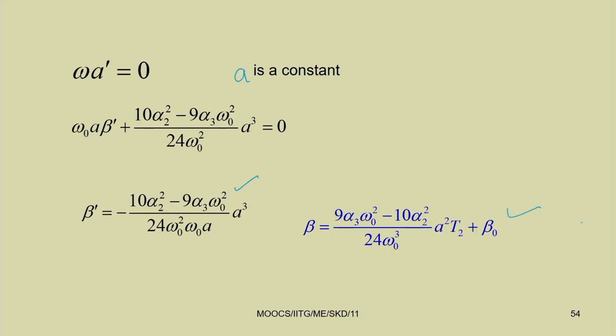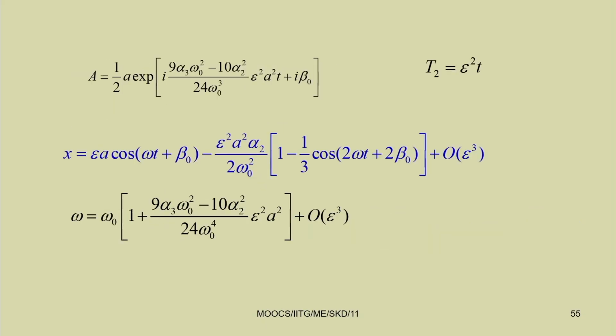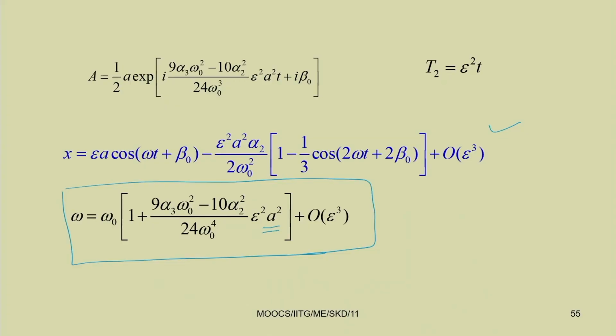So, you just see this dash with respect to T2. So, this beta equal to this one. So, now by substituting this beta value in this original equation, we can get the expression for A and also get the expression for X. So, from this we can get a relation between omega and A. Unlike in a linear system where omega and A are independent, here omega, that is the frequency of the nonlinear response, is a function of the amplitude of oscillation.